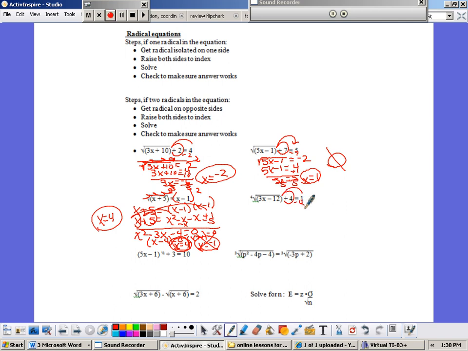Pick up my 4 and move it over. The fourth root of 3x minus 12 equals negative 3. It's by itself. It's a negative. It has an even index. There's no solution. It's going to give me the secondary root.